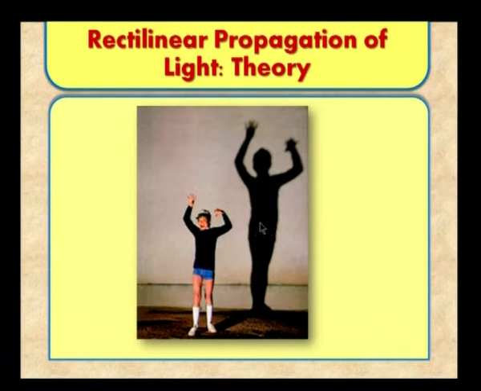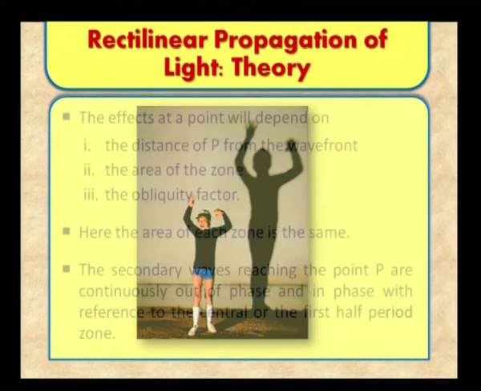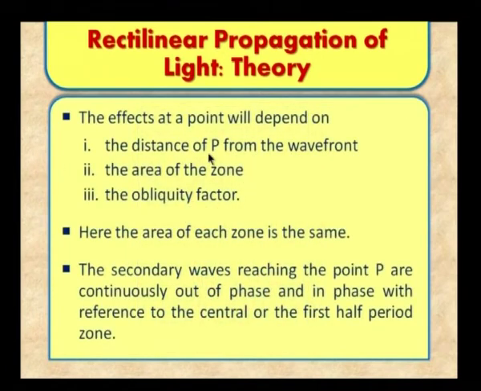You get the shadow, that you all know how to explain the shadow formation, that is using wave theory, that the bending is there, but the intensity of light caused at that point is so small. That is what we want to prove. The effects at the point P will depend upon the distance of P from the wavefront, the area of the zone, the obliquity factor.